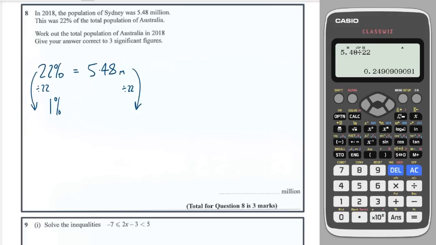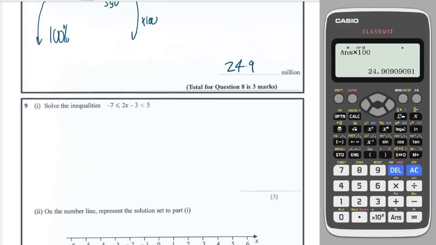And that gives me not a nice number. I'll leave it as a fraction. Why not? 137 over 550. And then to get 100%, well, I'll just multiply by 100. So times by 100. And that's going to give me 24.9. So 24.9 million. Perfect.